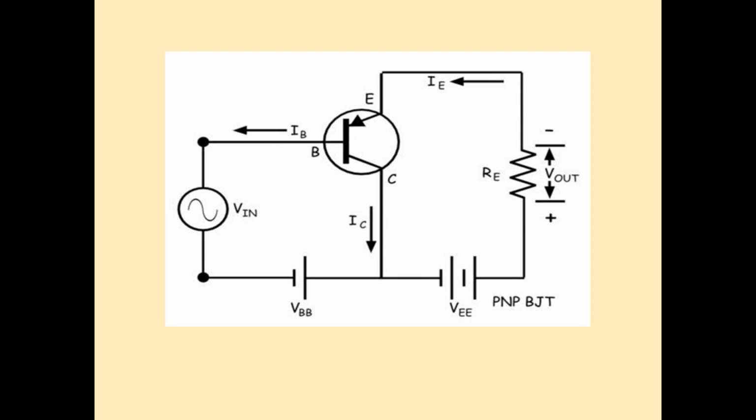Next, I consider PNP transistor. In PNP transistor, the base is n-type semiconductor and emitter and collector are p-type semiconductors. So in the case of PNP transistor, the direction of conventional current is from emitter to base.